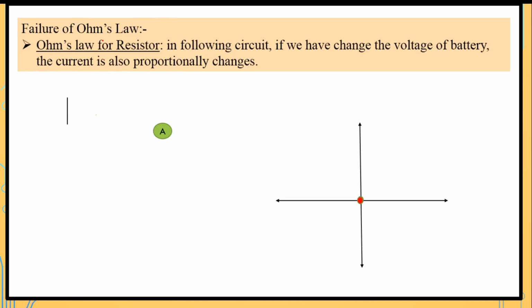Failure of Ohm's law. Now we will discuss failure of Ohm's law. So Ohm's law in a resistor: suppose we take a resistor. Here, in this circuit, we have connected the resistor.